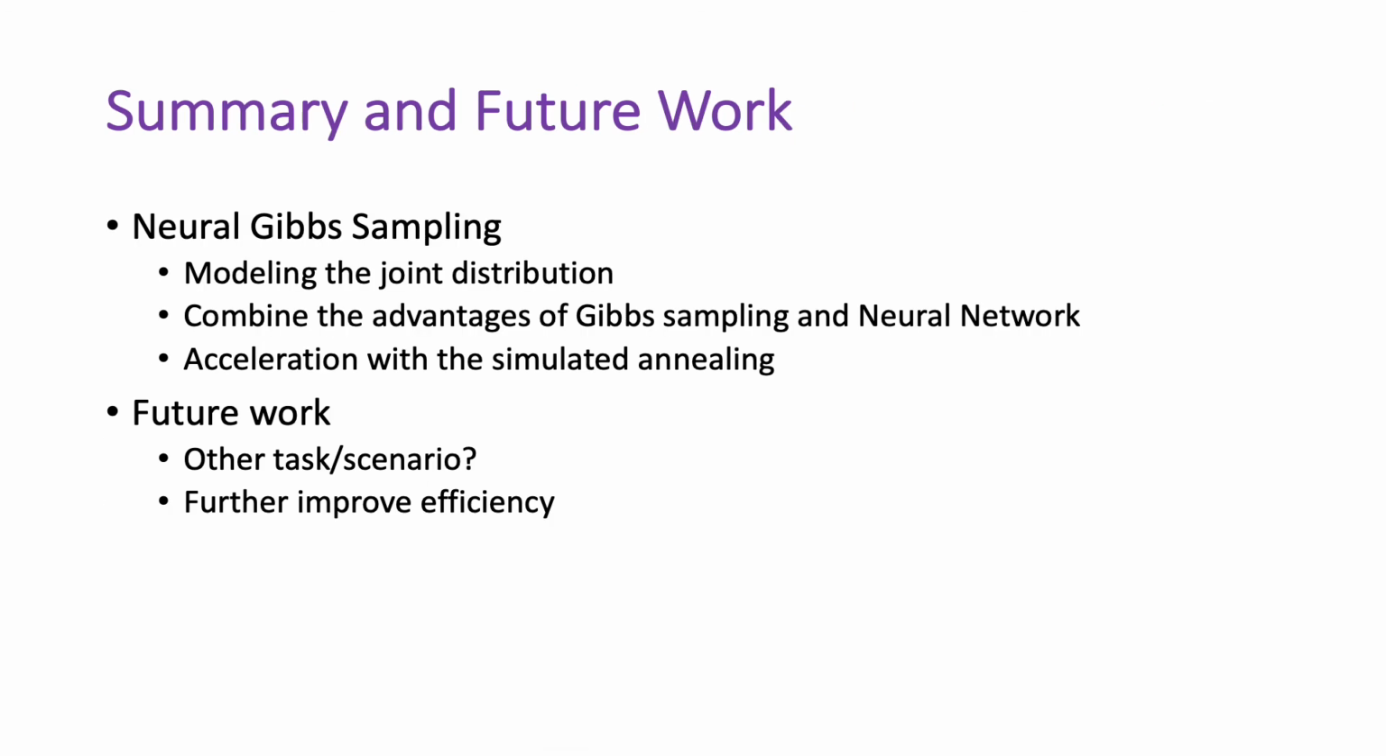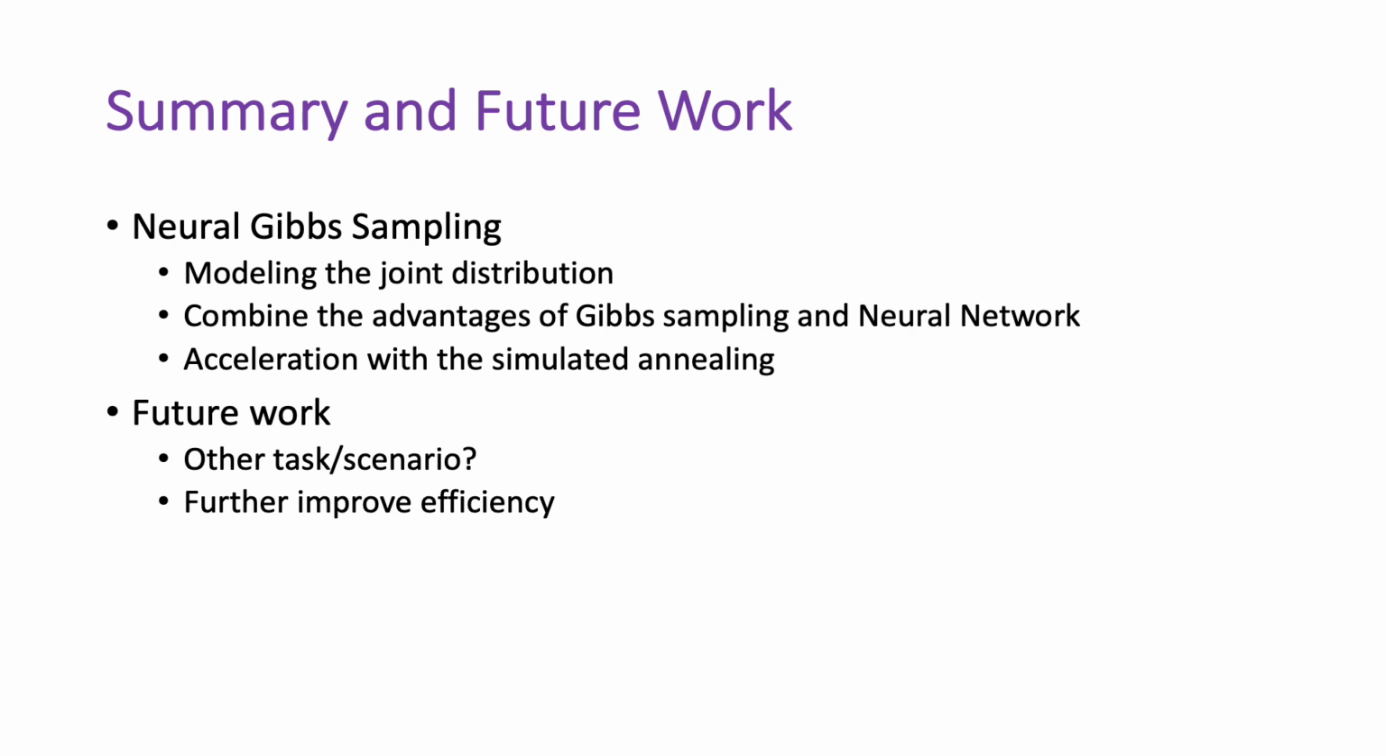To summarize, in this work, we propose the neural Gibbs sampling framework to model the joint distribution among event arguments. It combines the advantages of the Gibbs sampling method and the effectiveness of neural networks. To accelerate the convergence, we further introduce the simulated annealing.